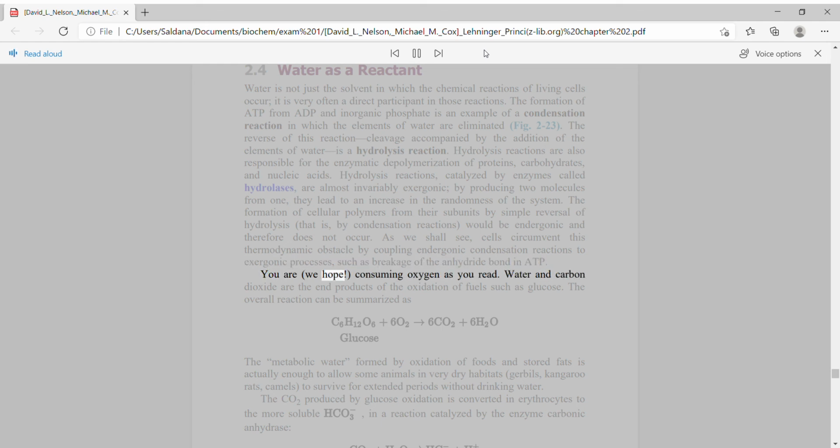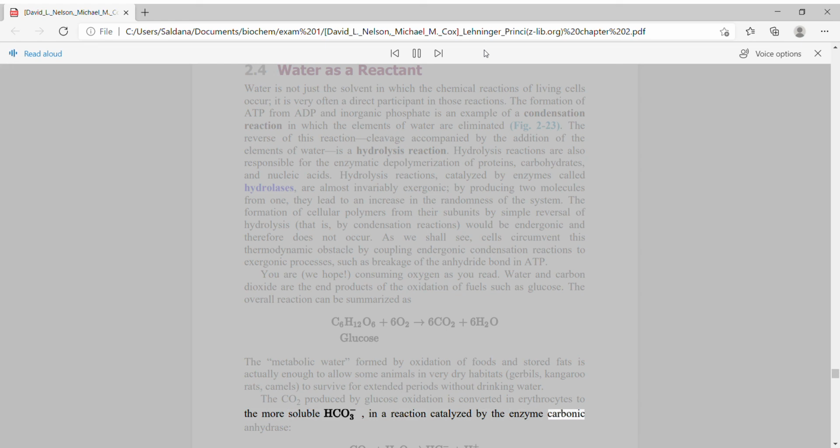You are, we hope, consuming oxygen as you read. Water and carbon dioxide are the end products of the oxidation of fuels such as glucose. The overall reaction can be summarized as shown. The metabolic water formed by oxidation of foods and stored fats is actually enough to allow some animals in very dry habitats, gerbils, kangaroo rats, camels, to survive for extended periods without drinking water. The CO2 produced by glucose oxidation is converted in erythrocytes to the more soluble bicarbonate, in a reaction catalyzed by the enzyme carbonic anhydrase.